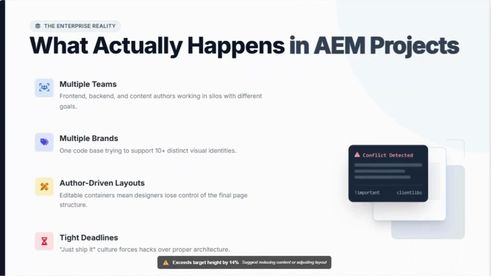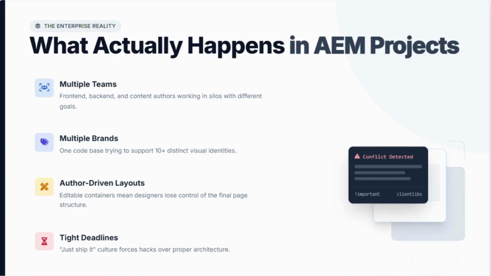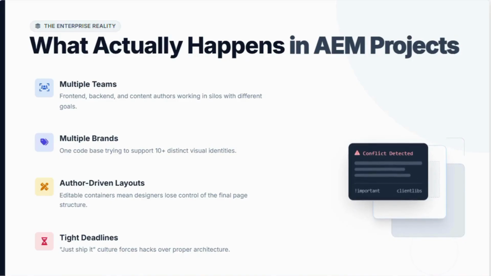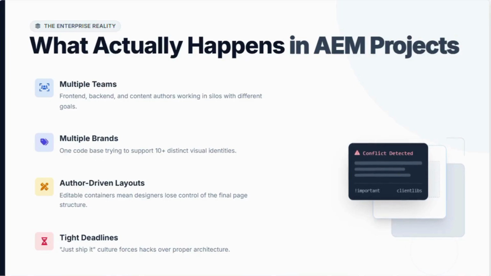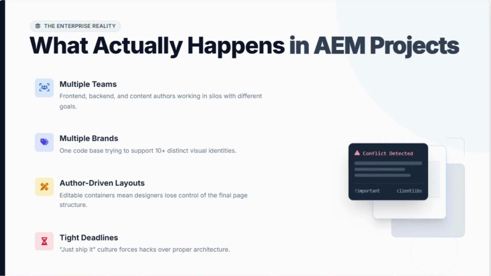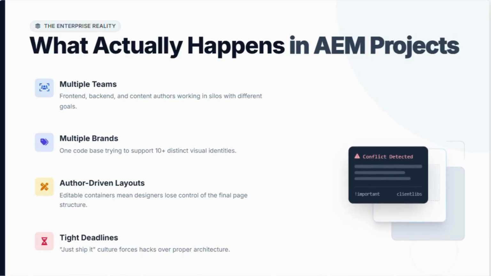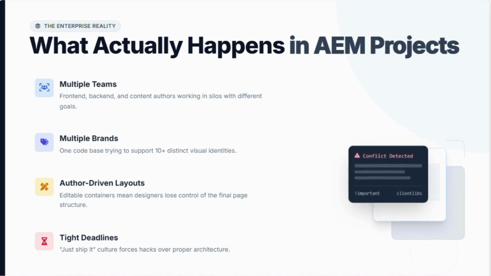Now let's look at reality. In real AEM projects, you have multiple teams, multiple brands, author-driven layouts, and tight deadlines. Now add AEM into the mix: editable containers, component variants, and shared client libs. Suddenly, the design system isn't just a UI concern. It's a content problem, an authoring problem, and an architecture problem. If the design system doesn't account for how authors build pages and how code is delivered, consistency breaks, even if the components look perfect on paper.